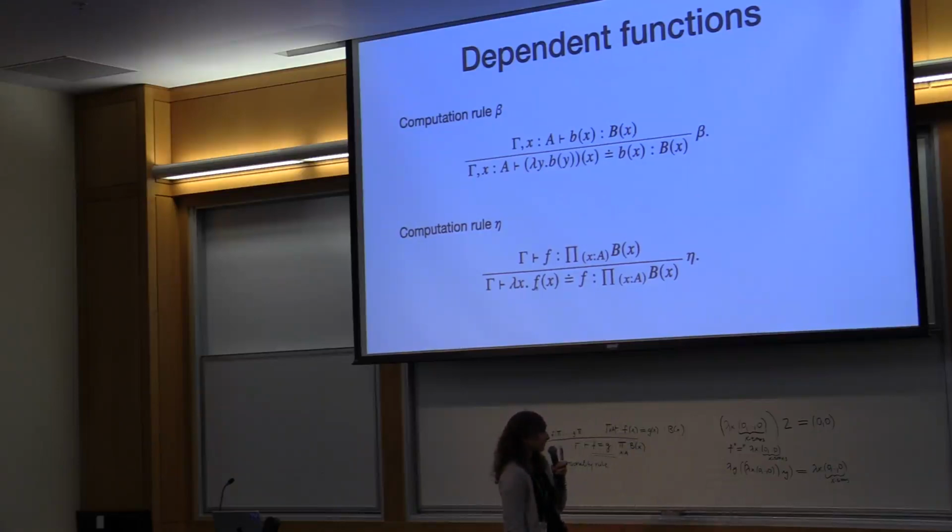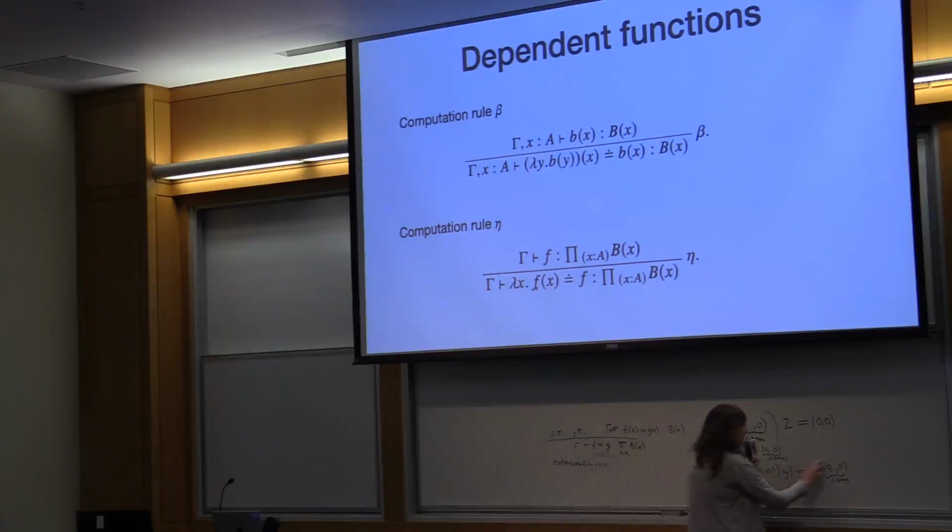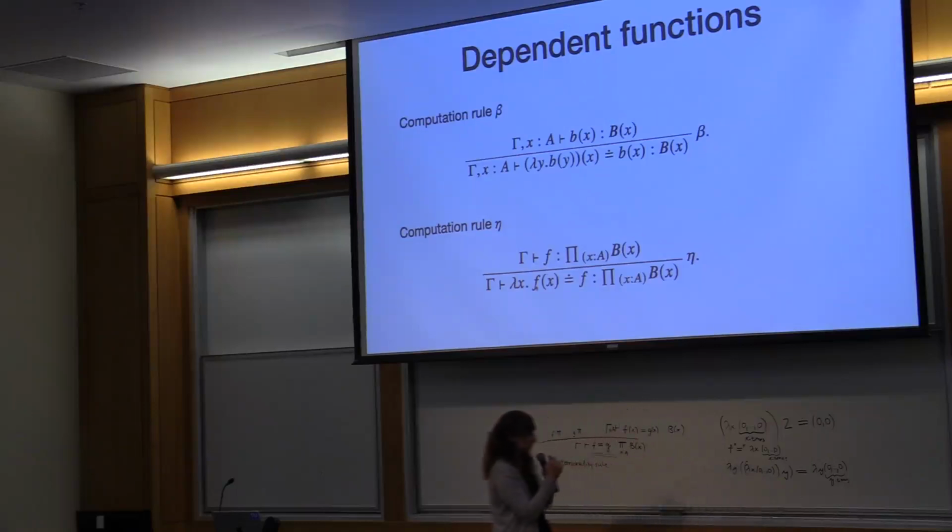Because in the beta rule, we do a substitution. The beta rule is beta reduction, right? Does it help if I write just beta reduction? Yeah, beta reduction. But the eta rule is eta expansion, I guess, in lambda terms and stuff.